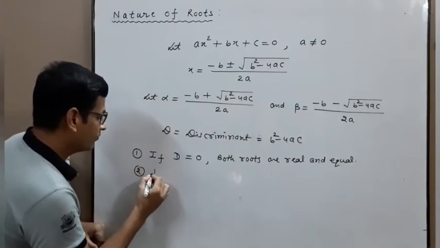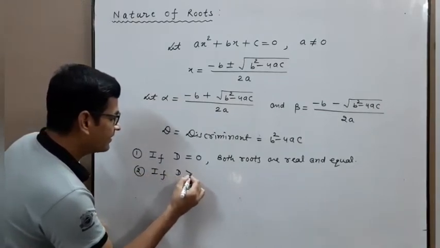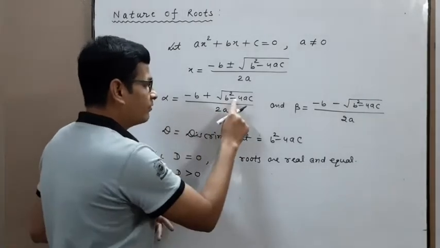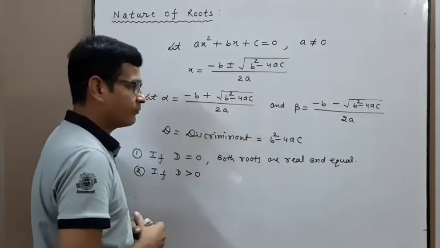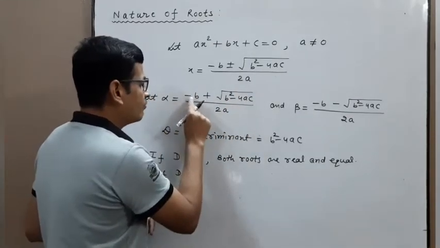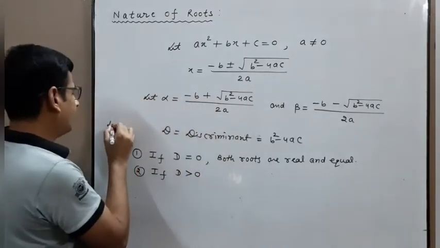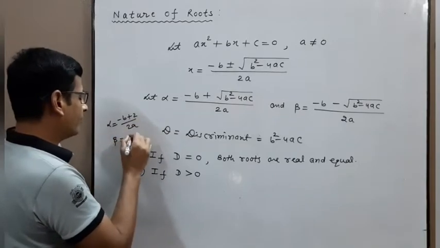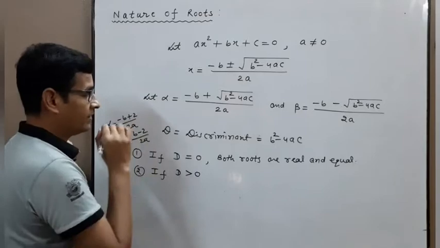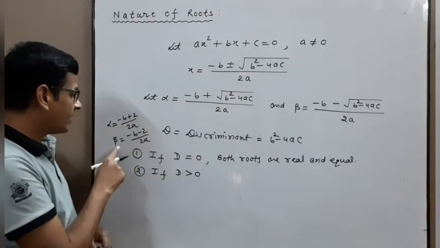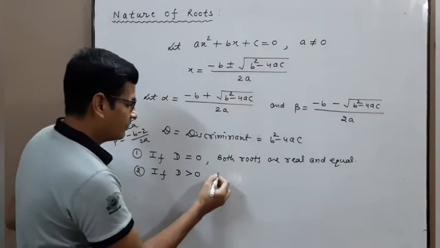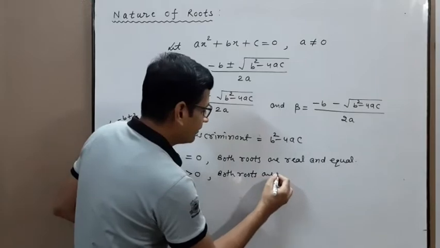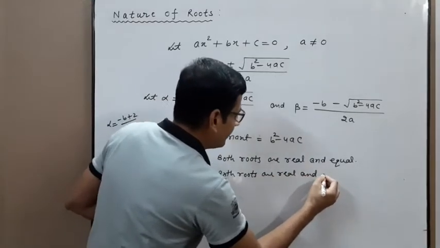Point number 2. If D is greater than 0, take any number greater than 0, for example 4. So b square minus 4ac is 4. Then alpha equals minus b plus 2 upon 2a, and beta equals minus b minus 2 upon 2a. In this case, both roots are different. So both roots are real and different.